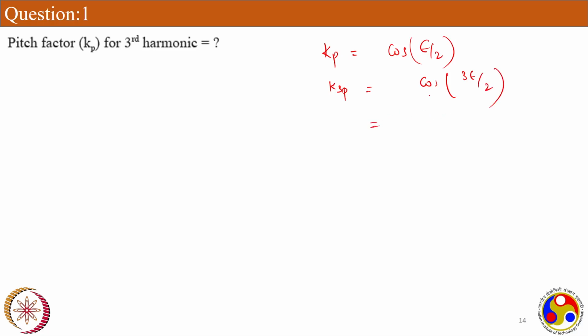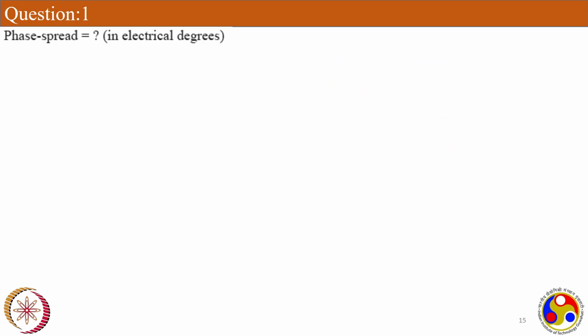Okay, we already calculated the epsilon. Epsilon is nothing but 180 degree minus my coil span. Here the coil span is 150, so epsilon is 30. cos 3 into 30 by 2. So it's cos 45. It's 1 by root 2, right? 0.707. That's the pitch factor for it. So if you get a pitch factor of 0.707 from your winding, then I'm sure that I'm eliminating all the third harmonics from the winding voltage. So that's the significance of pitch factor.